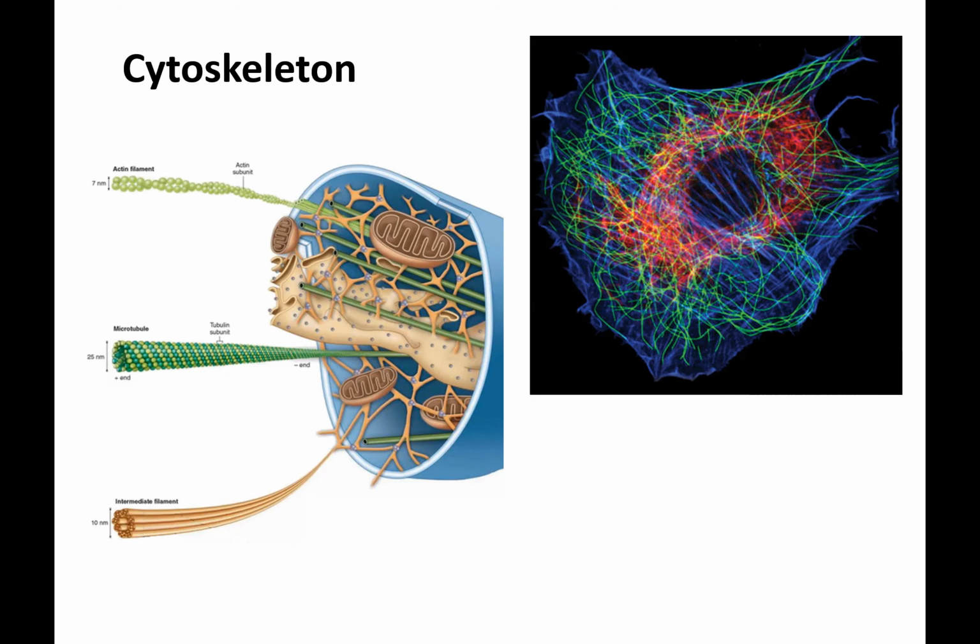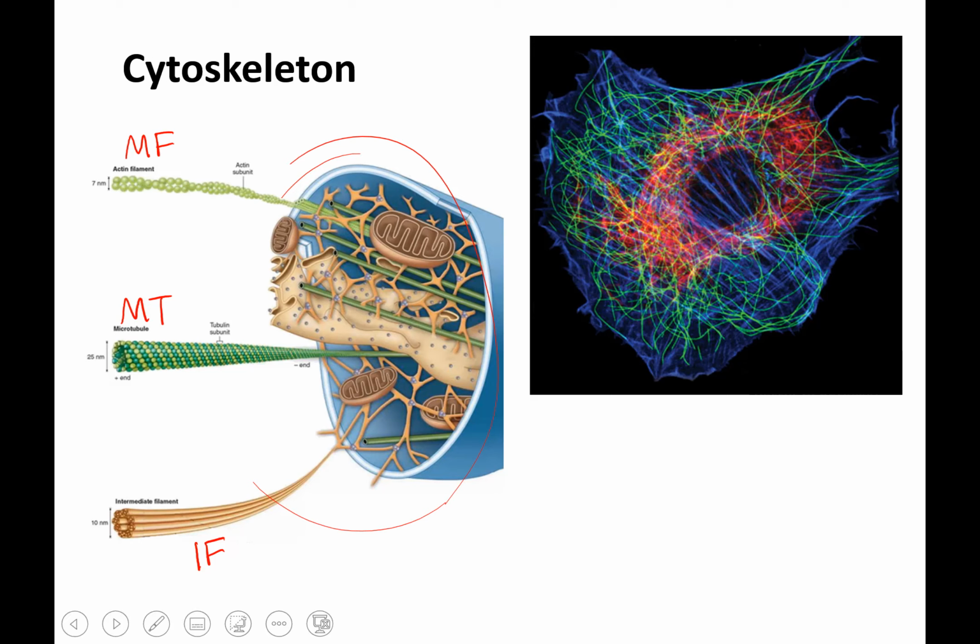So the cytoskeleton is found throughout a eukaryotic cell. And this is showing you, and I'm going to abbreviate intermediate filaments as IF, microtubules as MT, and actin filaments are also called microfilaments. So this diagram is just showing you that they're located all throughout the cell. This is one of my most favorite pictures.